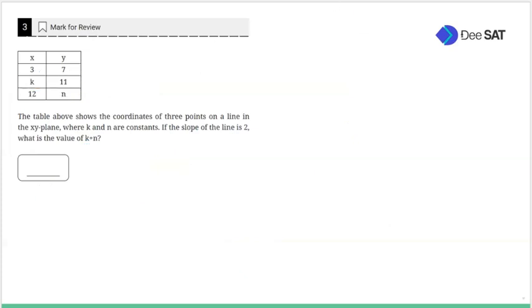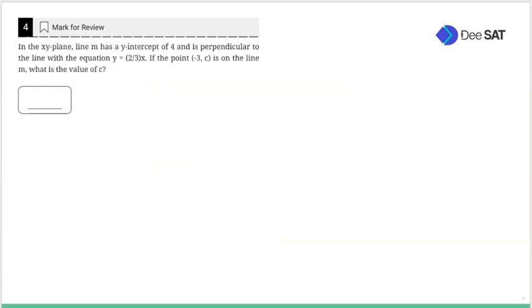Let's move ahead towards the next question. Question number 4. It says that in the XY plane, line M has y-intercept at 4 and is perpendicular to the line with the equation y equals 2/3 x. So you can say that the equation of the line that is given to me is y equals 2/3 x. That is the equation.